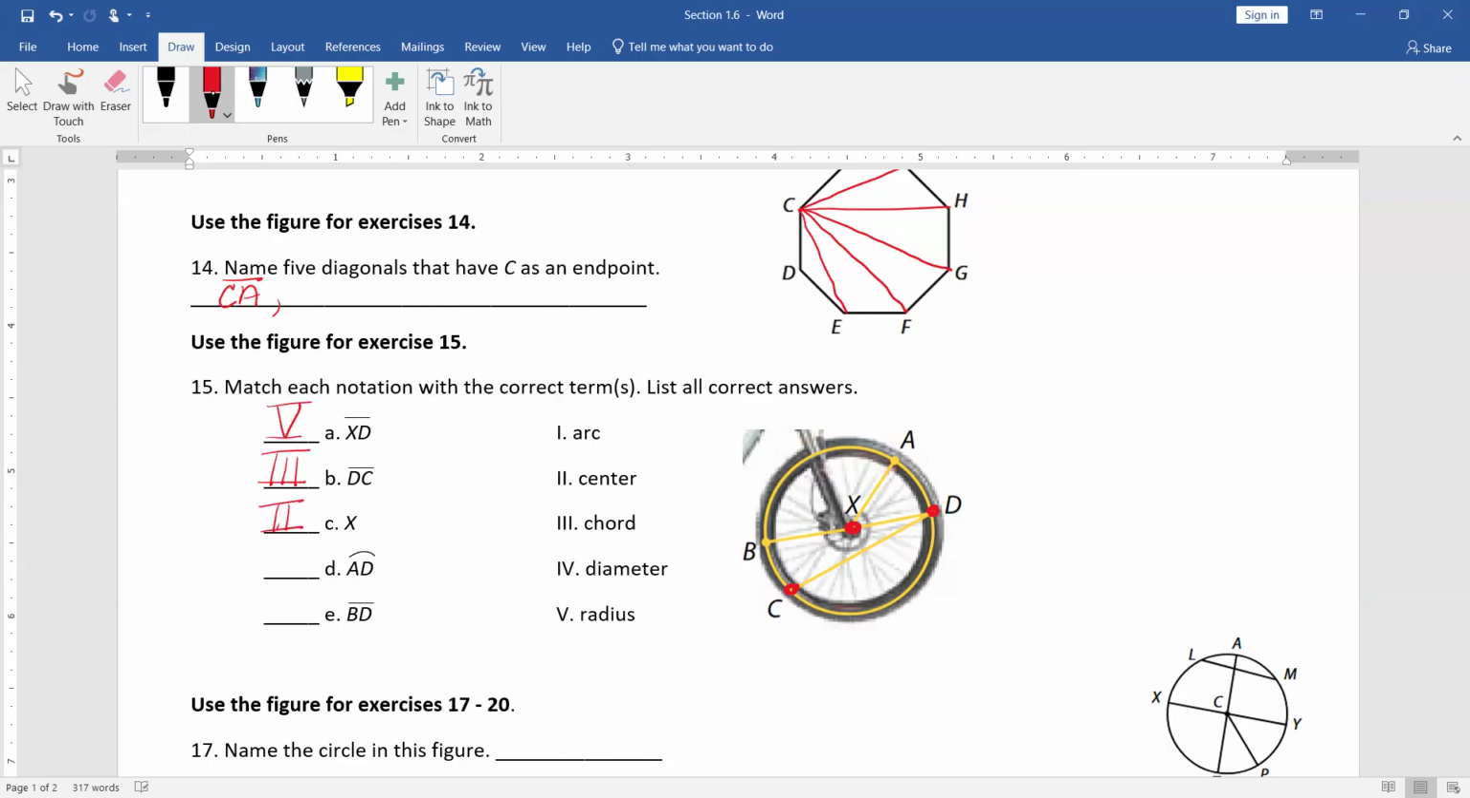D, we're looking at the arc AD. So right here. And because of that curve at the top, so that's 1. And then BD is our diameter. But a diameter is also a chord. So this is the only one that has 2 answers. It's both the diameter and the chord. And that's it. So that makes a lot more sense.